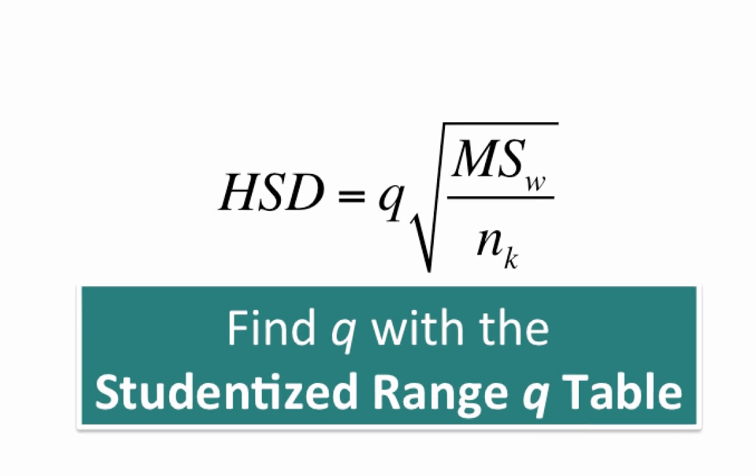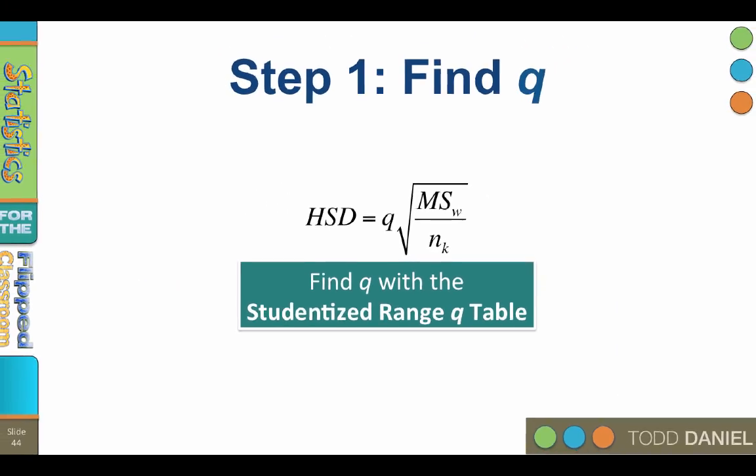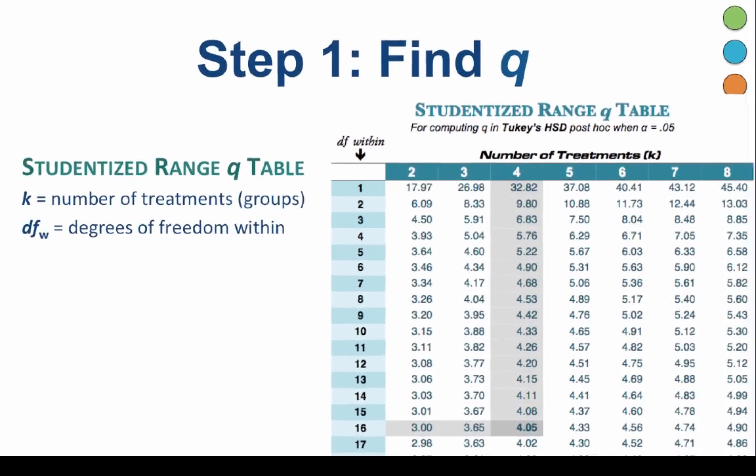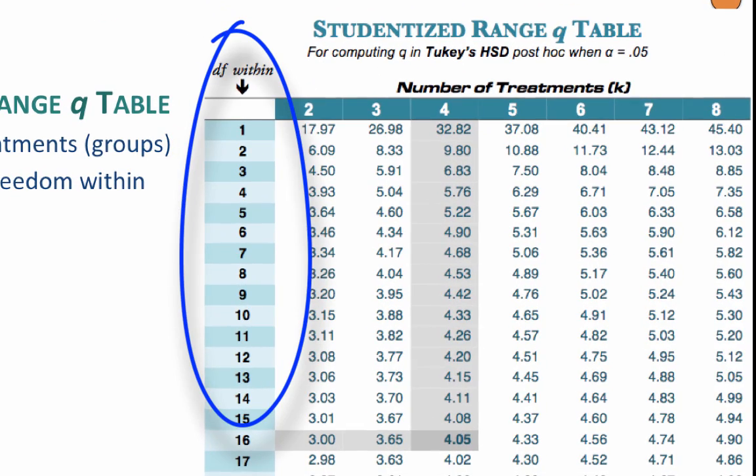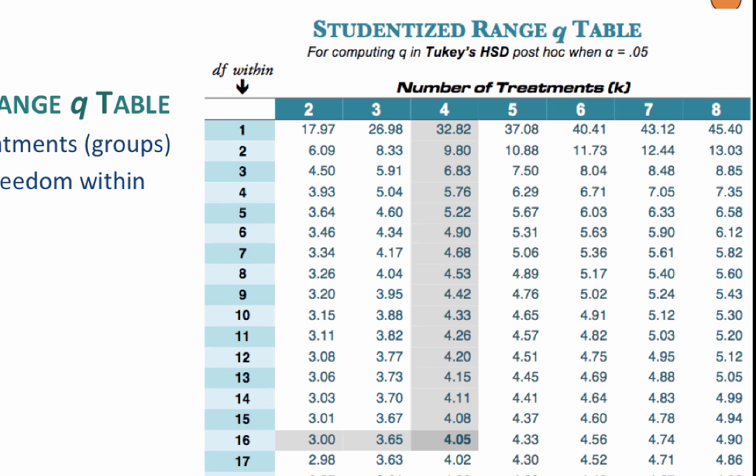Q is the constant found in the studentized range Q table. Let's go to that table now. To find Q, you need the degrees of freedom within and the number of treatments. Notice that this is the actual number of treatments, or in our case, number of regions. This is not the degrees of freedom between or K-1. Use the same alpha equals 0.05 significance level as the overall F-test.